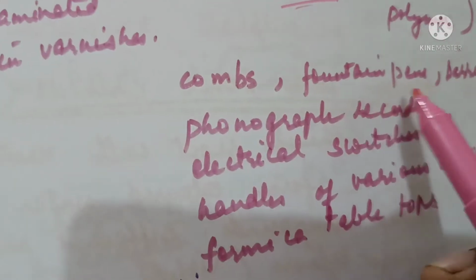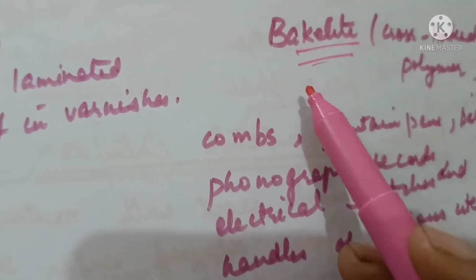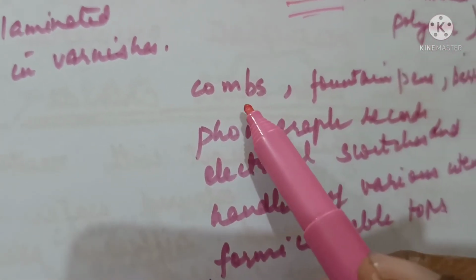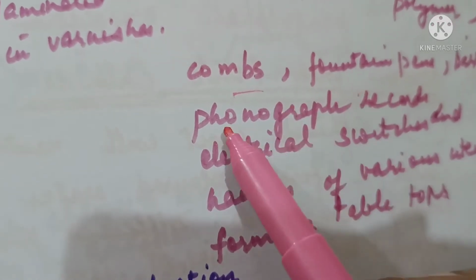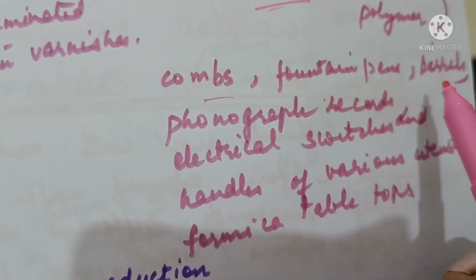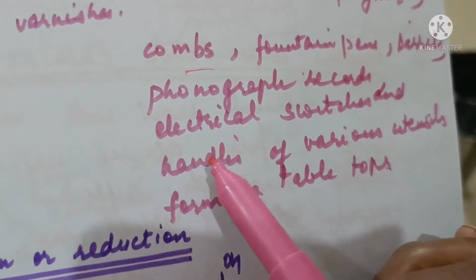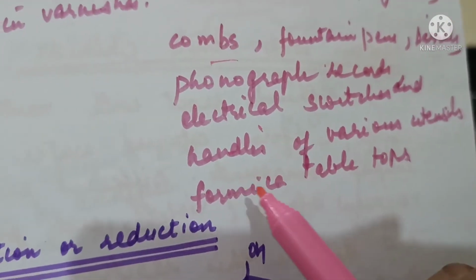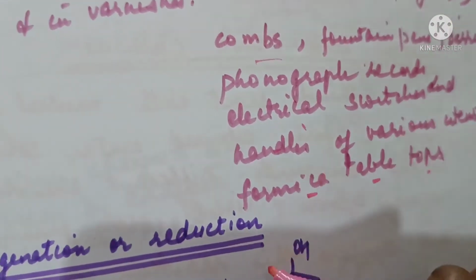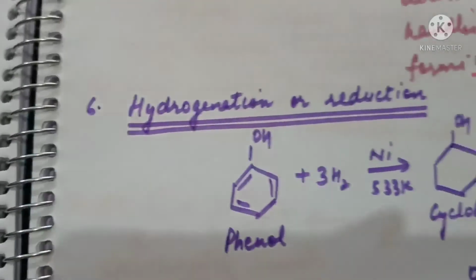And if the degree of polymerization is high, the high density Bakelite will be used in making combs, fountain pens, phonograph records, barrels, electrical switches, handles of various utensils, and Formica tabletops. So this is about condensation with formaldehyde.